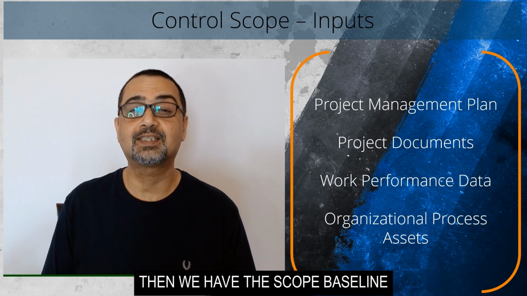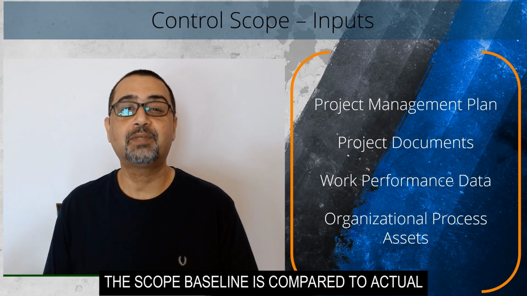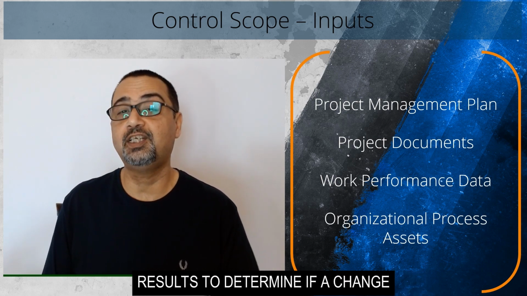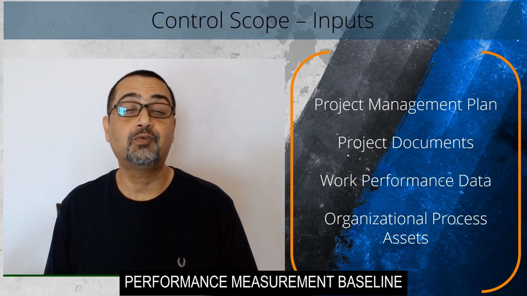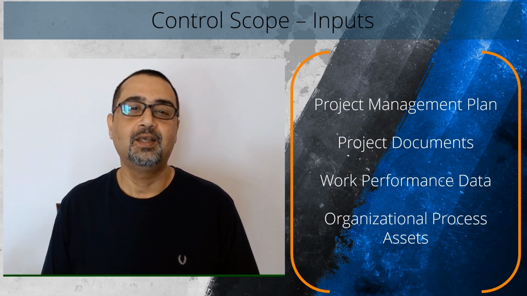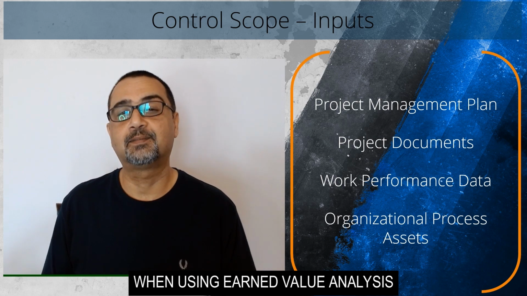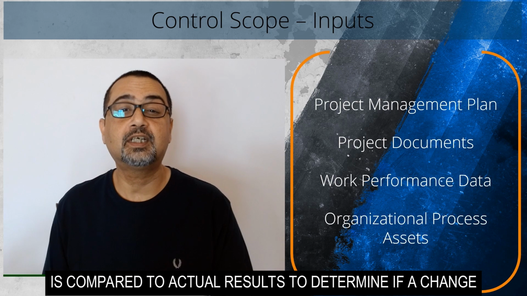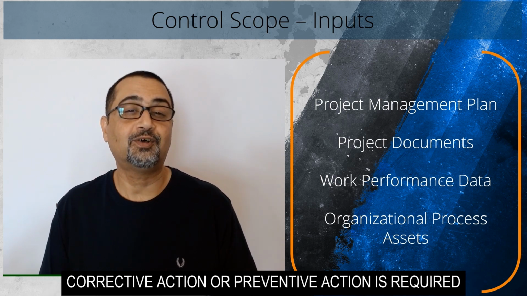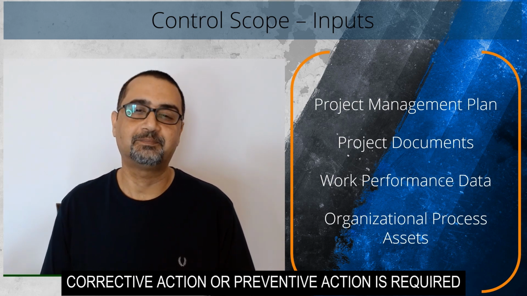Then we have the scope baseline. The scope baseline is compared to actual results to determine if a change, corrective action, or preventive action is necessary. Performance measurement baseline. When using earned value analysis, the performance measurement baseline is compared to actual results to determine if a change, corrective action, or preventive action is required.